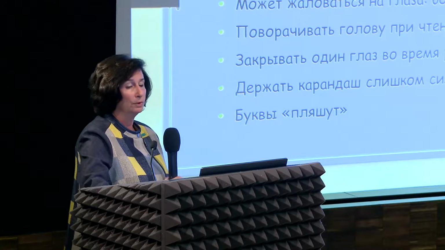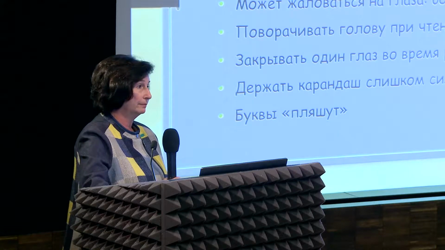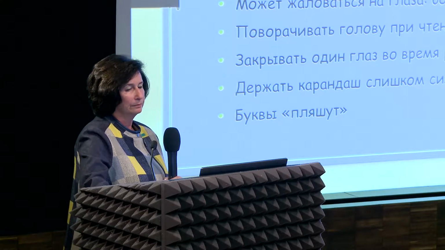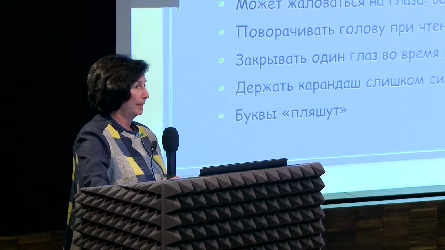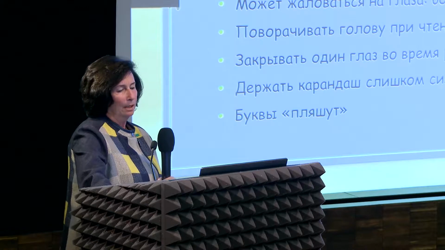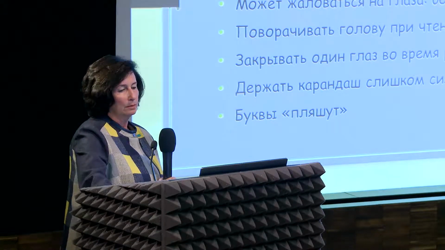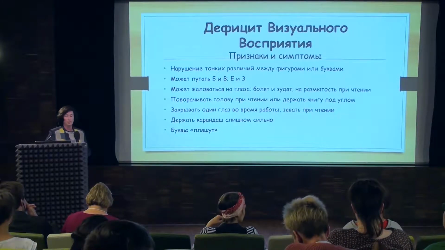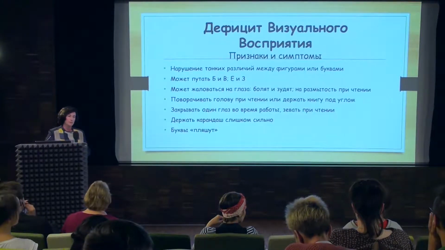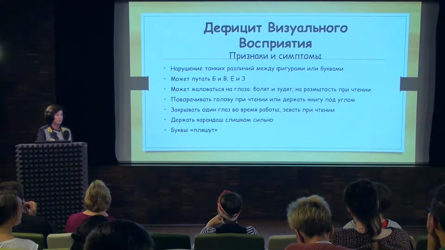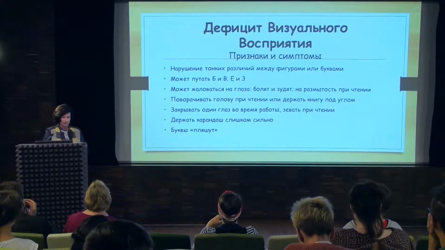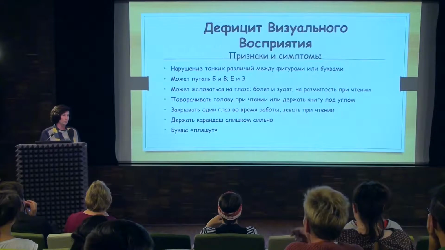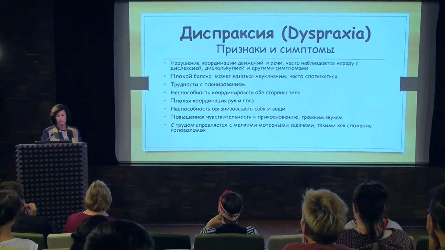Visual perception deficit. Sometimes children can confuse letters that look similar, like Russian B and V, or English P and B. Sometimes they struggle with writing or with reading, or they press the pencil too hard in their hand and break it. The handwriting is jagged.